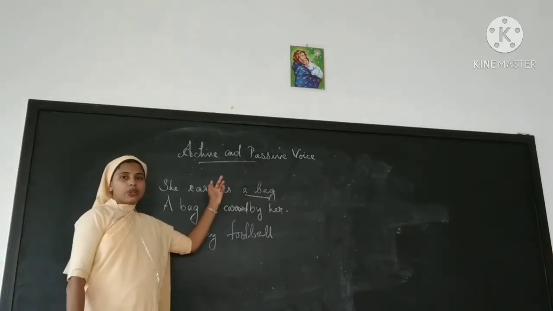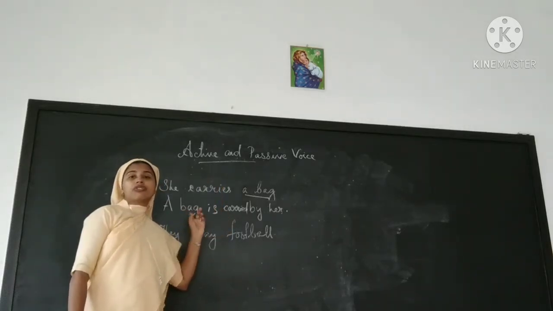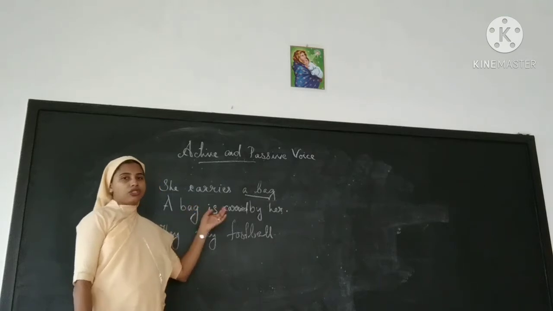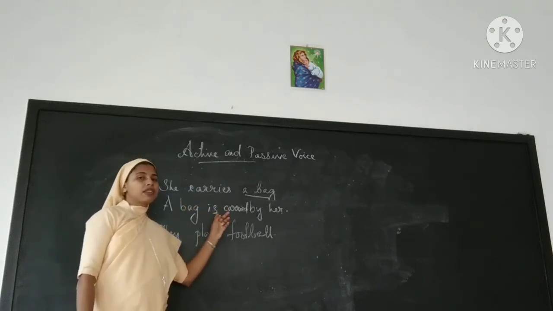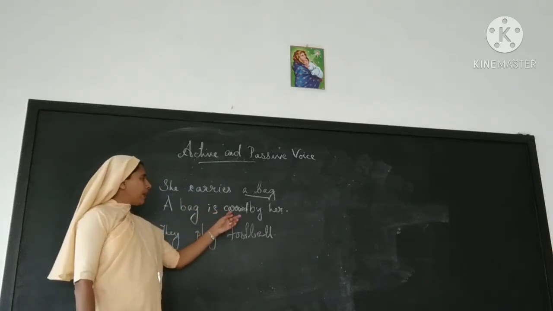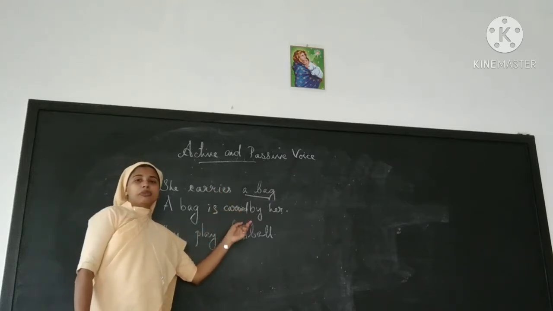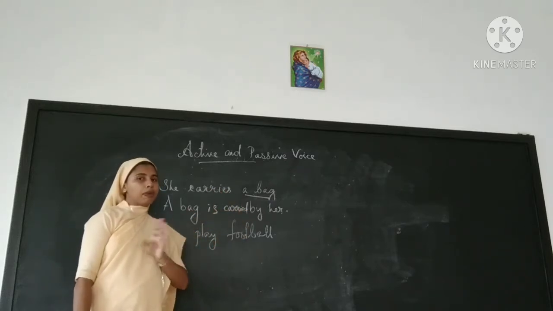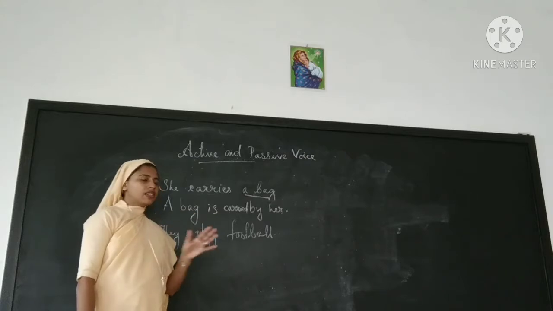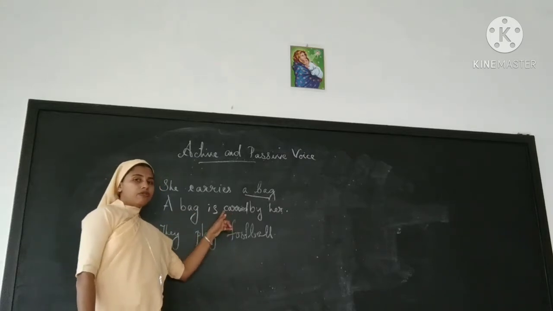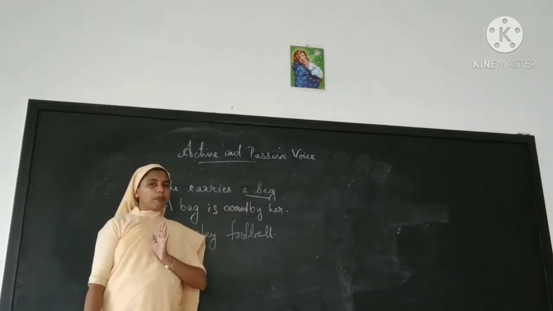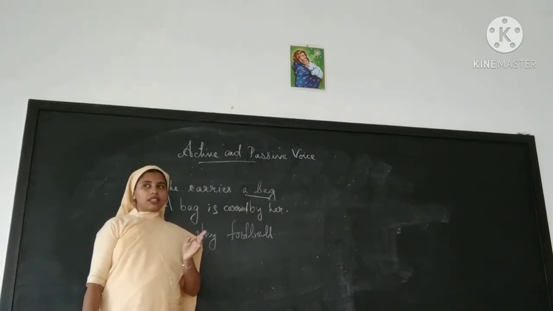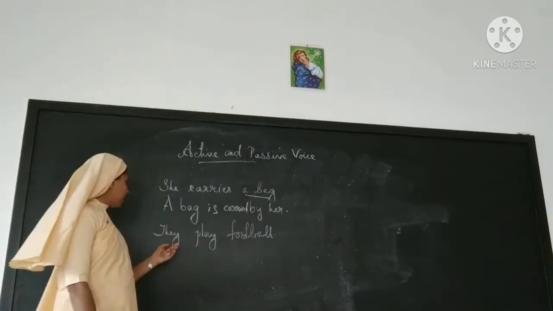Third thing is there must be a helping verb in passive voice. Helping verb is a must in passive voice. And always the verb will be in V3 form. In all the passive forms, in all the tenses, the verb will be in V3 form. Okay, keeping in mind all these things, let's analyze the second sentence.